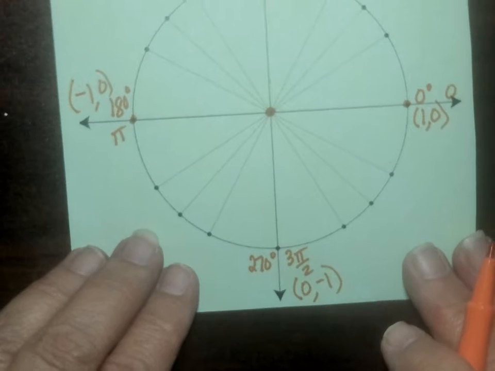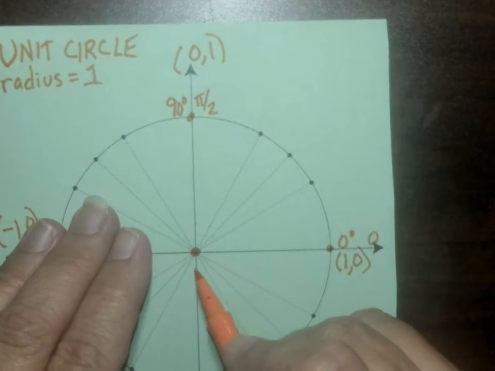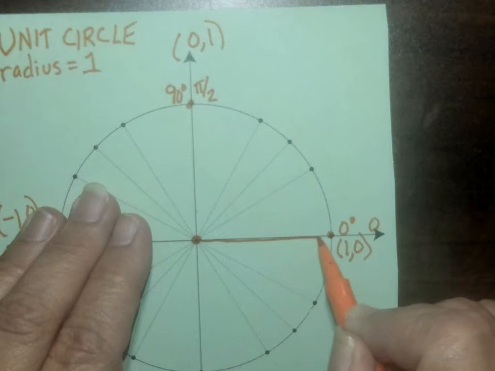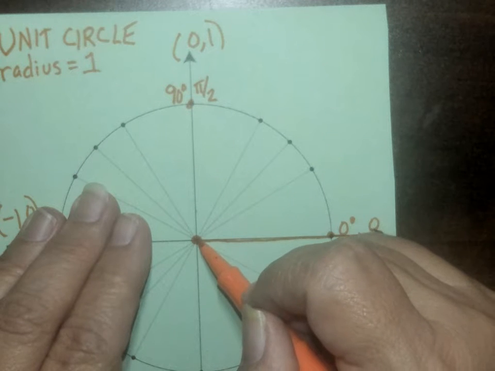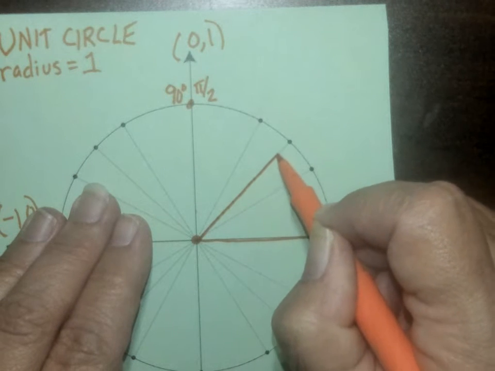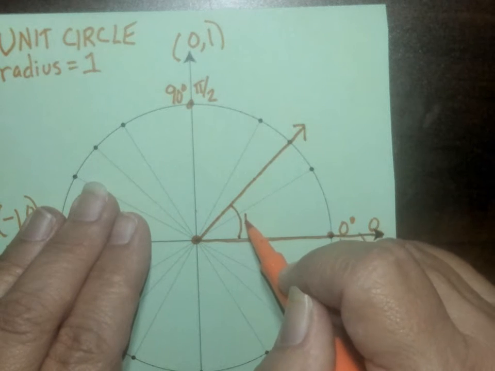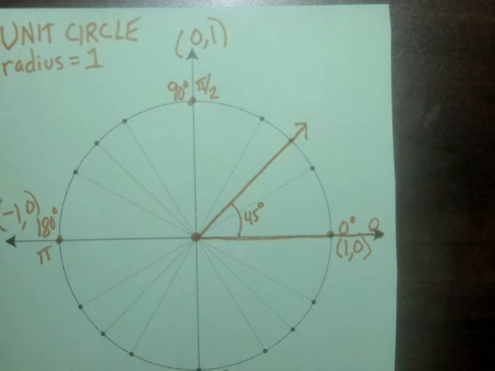Alright, so we're going to come in and look at 45-degree angles. When I measure an angle, remember this is my initial ray on the x-axis, and my angle is going to open up to 45 degrees, which is going to be this angle here. It's a 45-degree angle.